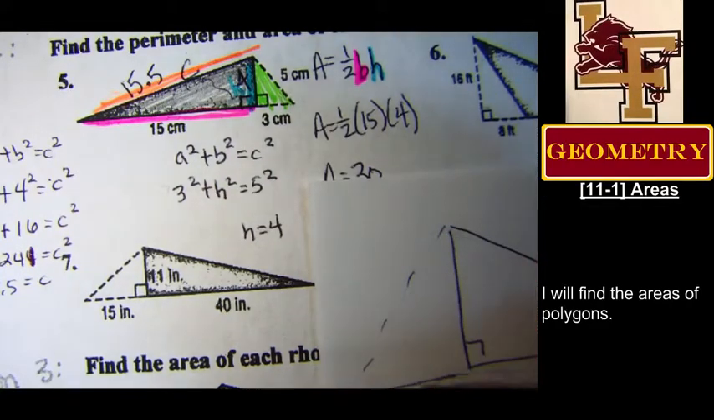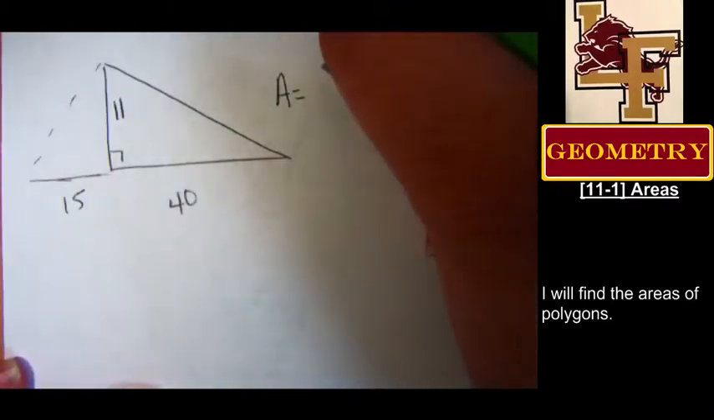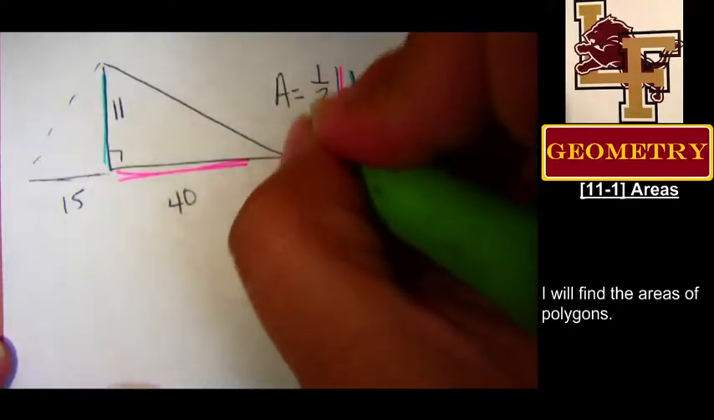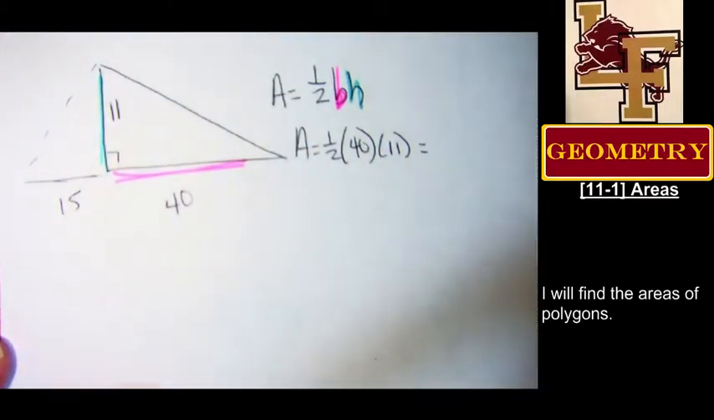Okay, so let me draw it. This piece is 15, this piece is 11, this piece is 40. Triangle. Area of a triangle is 1/2 times base times height. What is the base of this triangle? What is the height of this triangle? So whatever that is, I'm guessing 230, no, 240. How wrong am I? 220.